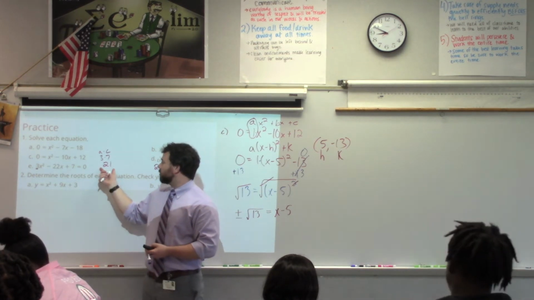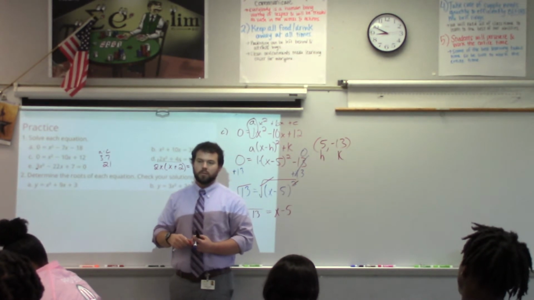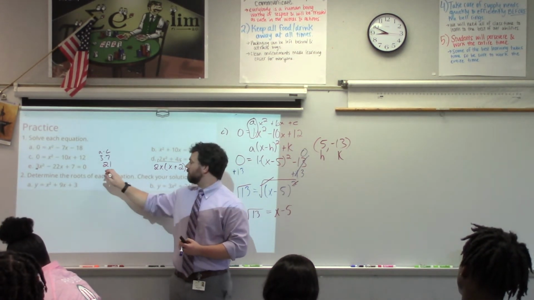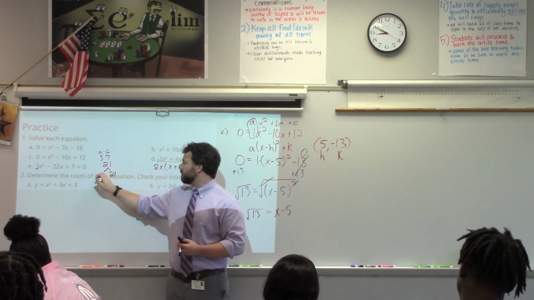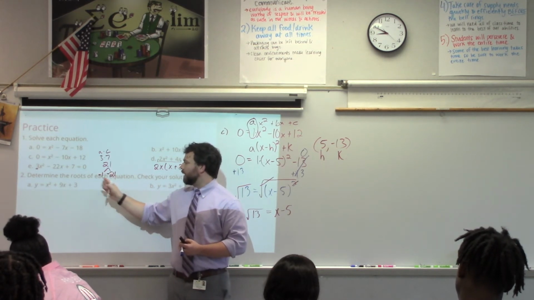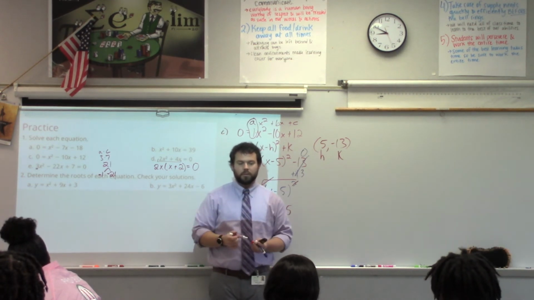Are there factors of 21 that could add to be a negative 22? Well, what's the very first factor? 1 and 21, but they both need to be negative. Would that add up to be negative 22? Yep. So that's where I would go from there with factoring.